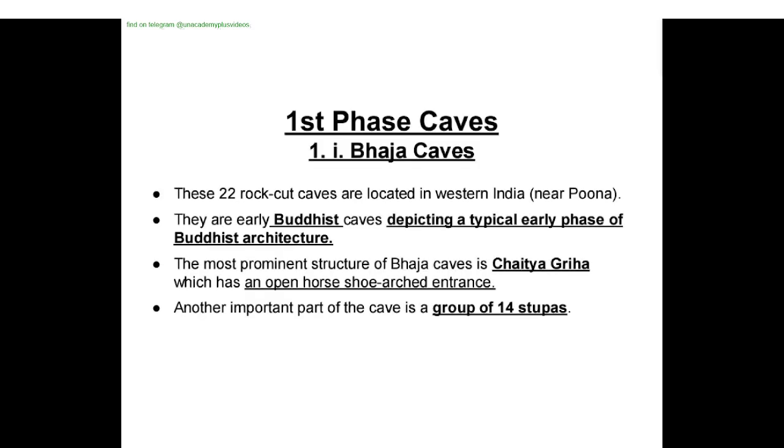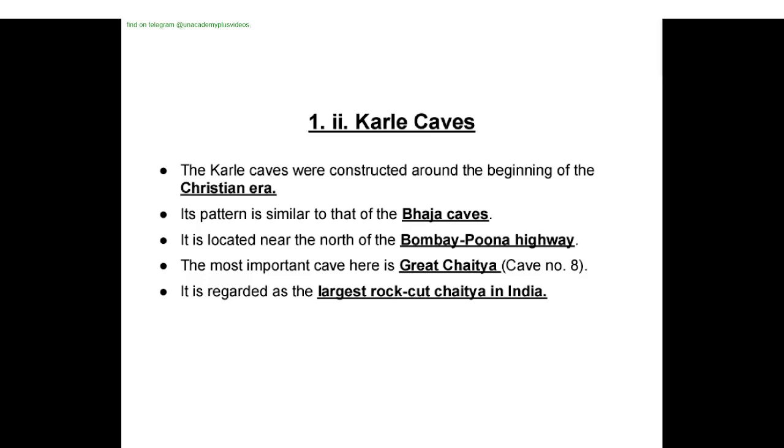First phase caves, that is Bhaja caves. These 22 rock-cut caves are located in western India near Pune. They are early Buddhist caves depicting a typical early phase of Buddhist architecture. The most prominent structure of the Bhaja caves is Chaitya Griha, which has an open horseshoe arched entrance. Another important part of the cave is a group of 14 stupas.